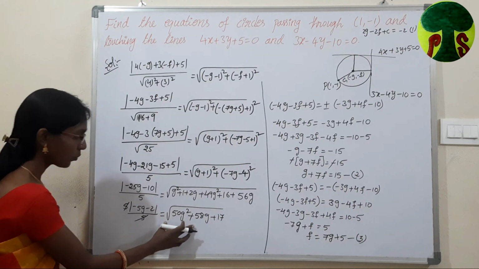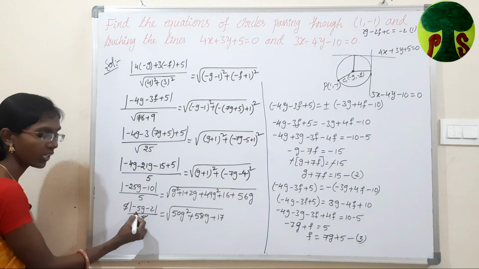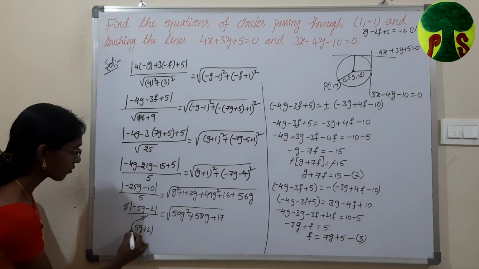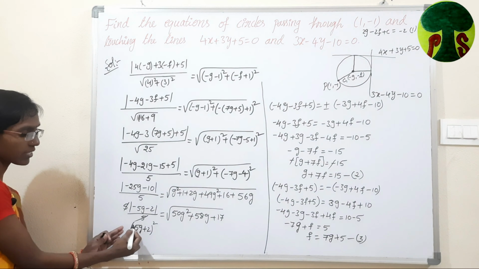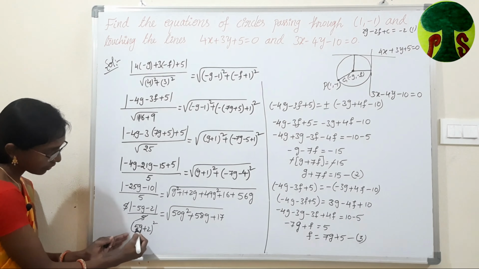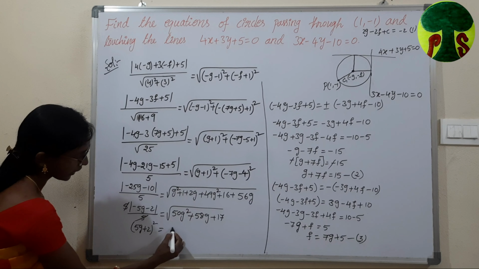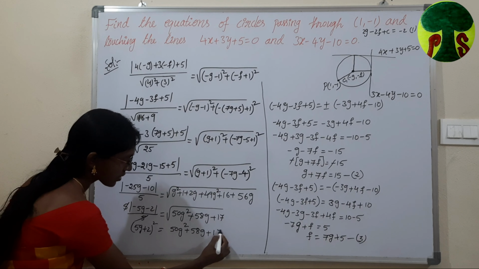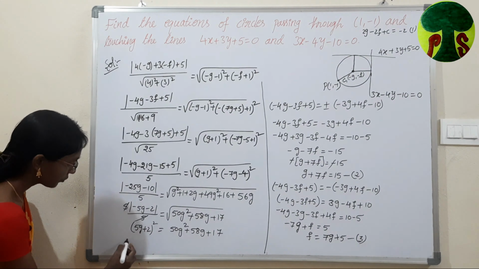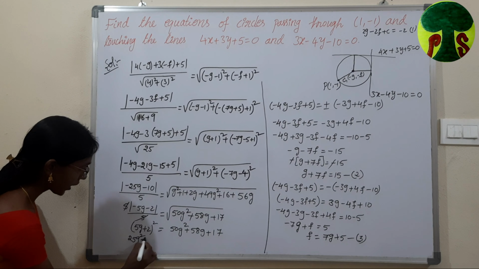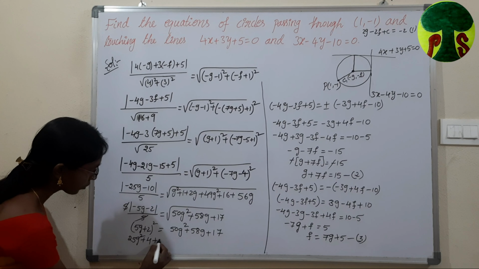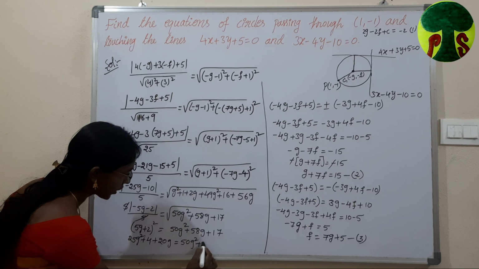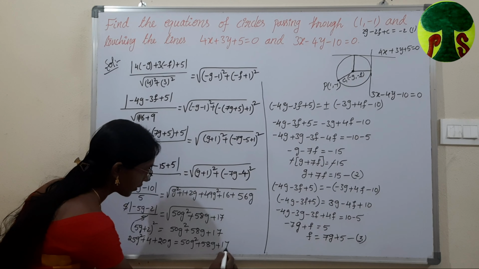Now squaring on both sides we will get, here also I am taking minus 1 common, so we will get 5g plus 2 whole square. After taking minus common, square is the same, minus 1 whole square will become plus 1. So we will get 5g plus 2 whole square is equal to, square root gets cancelled, we will get 50g square plus 58g plus 17. Now applying the (a plus b) whole square formula here, we will get 25g square plus 2 square means 4 plus 10 into 2 is 20g is equal to 50g square plus 58g plus 17.